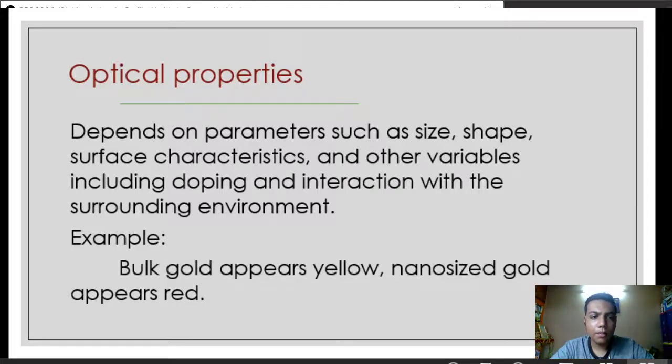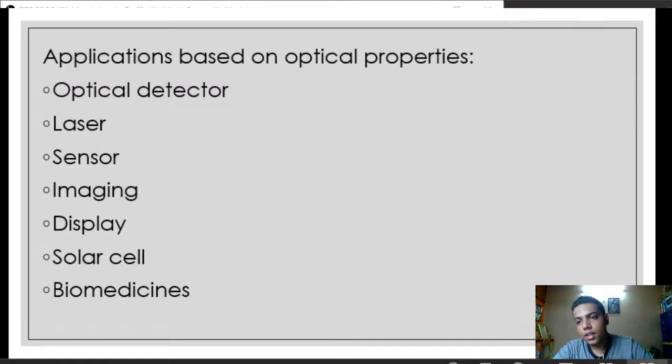This is because the particles are so small that electrons are not free to move about, as in bulk gold. Because this movement is restricted, the particles react differently with light. So these are the applications based on optical properties: optical detector, laser, sensor, imaging, display, solar cells, biomedicines.